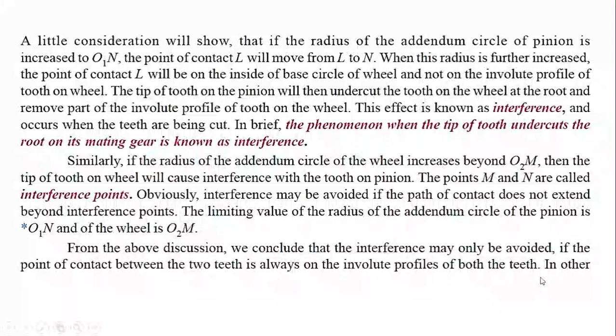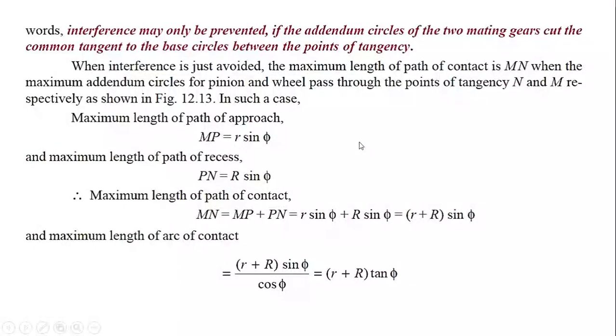In other words, interference may only be prevented if the addendum circles of the two mating gears cut the common tangent to the base circles between the points of tangency. Now, when interference is just avoided, the maximum length of path of contact is when the maximum addendum circle of the pinion and wheel passes through the points of tangency N and M respectively, as shown in the figure.